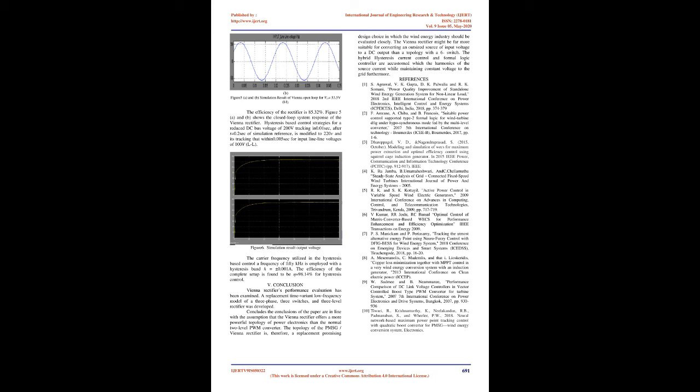Conclusion. The Vienna Rectifier's performance evaluation has been examined. A new time-variant low-frequency model of a 3-phase, 3-switch, 3-level rectifier was developed. The conclusions of the paper are in line with the assumption that the Vienna Rectifier offers a more powerful power electronics topology than the normal 2-level PWM converter. The topology of the PMSG/Vienna Rectifier is, therefore, a new promising design choice which the wind energy industry should evaluate closely. The Vienna Rectifier might be far more suitable for converting a large source of input voltage to a DC output than a topology with 6 switches.